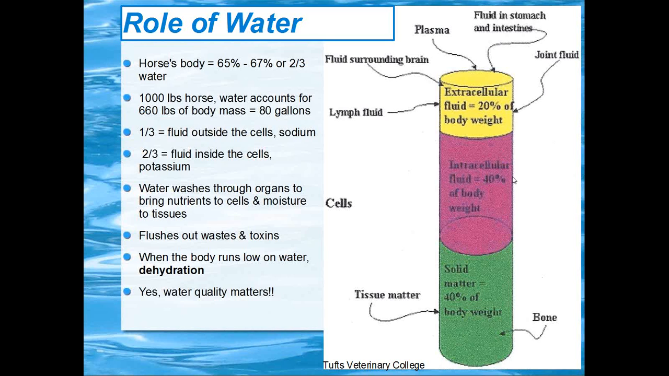The purple part here says intracellular fluid. That's fluid inside our cells. Inside our cells makes up 40% of the horse's body weight. The green is solid body mass. The other 40% of our horse's body is comprised of bone and tissue matter.